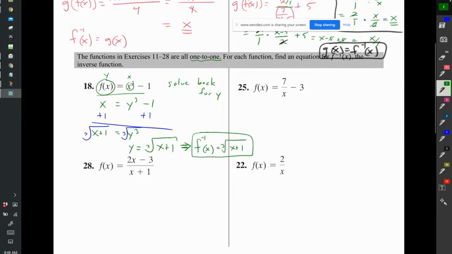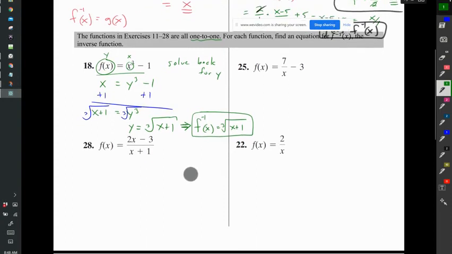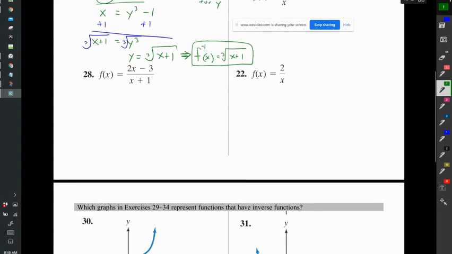Let's see. These can get a little bit messy when we start getting messier functions, obviously. So let's look at 28 real quick. So this is my y. And so I'm going to swap. I'm going to put the x over there isolated. We got 2y minus 3 over y plus 1. We talked about this a little bit here.